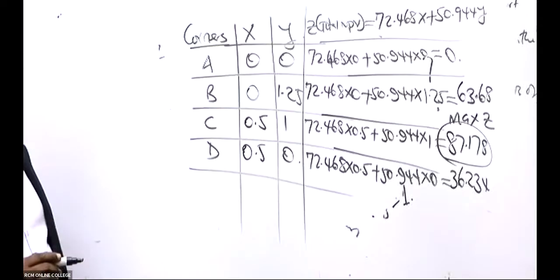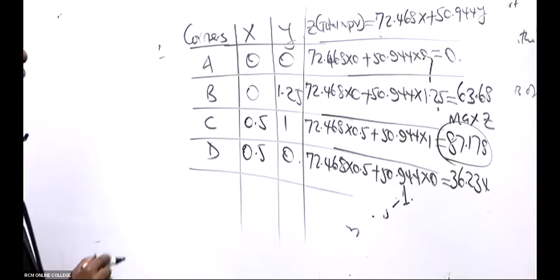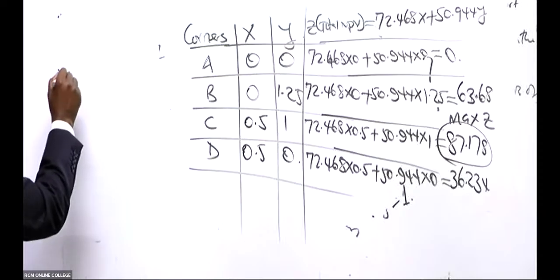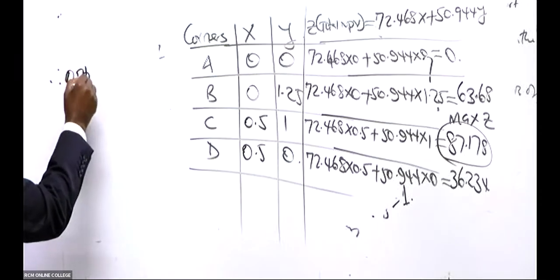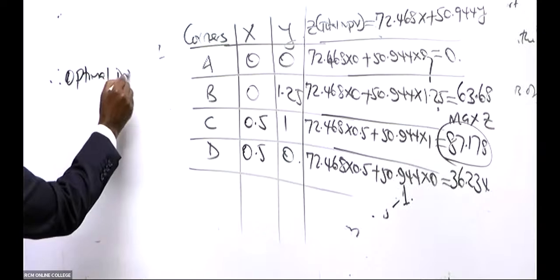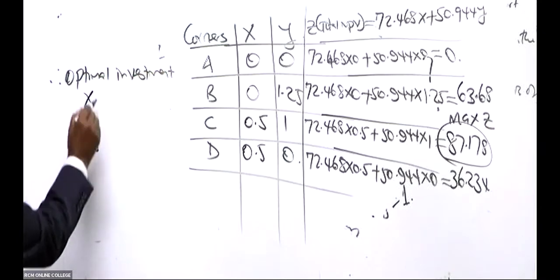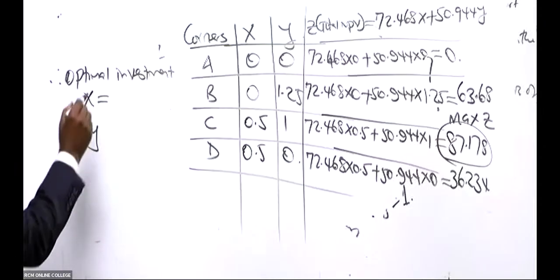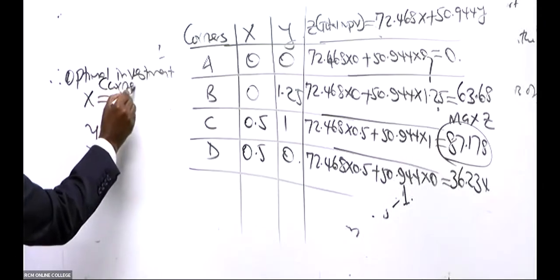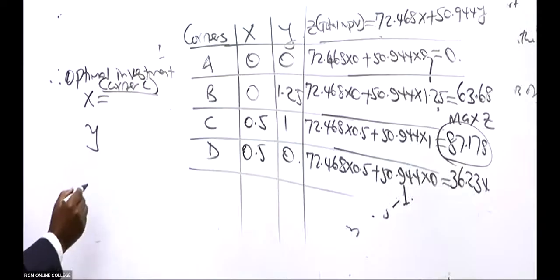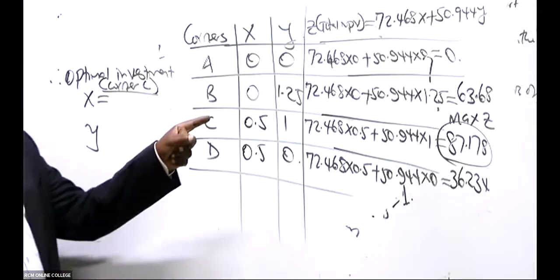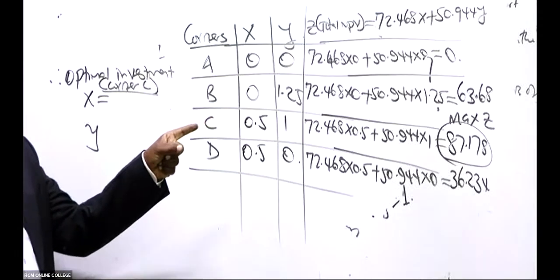Yeah, that is the best. Yeah. And therefore, our optimal investment will be XY, and X will be as per corner C. Because corner C now is the one that corresponds to the maximum Z, isn't it?